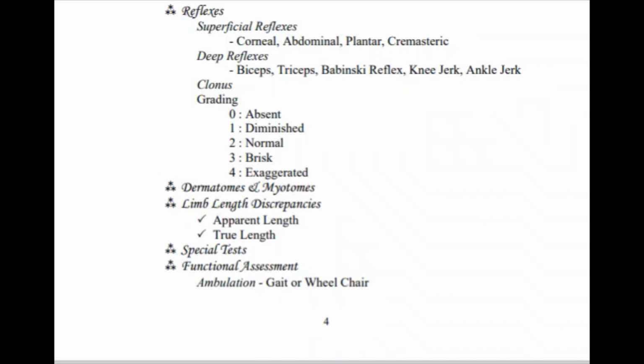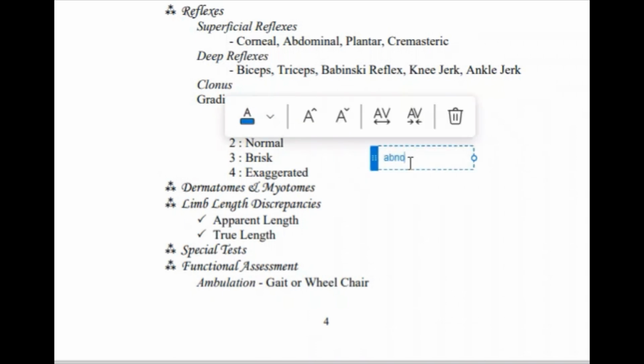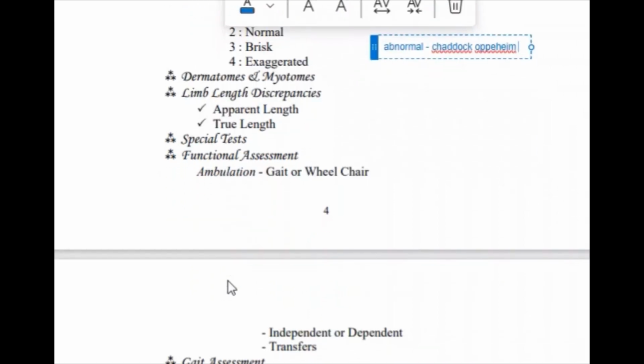Superficial reflexes are there, and deep reflexes are there. Superficial include the corneal, abdominal, plantar, and cremasteric reflexes. The deep ones are the biceps, triceps, knee jerk, and ankle jerk, and there are also the abnormal reflexes that you should know. Let me mention here. Abnormal ones are Chaddock and Oppenheim. All this you need to mention in your assessment.